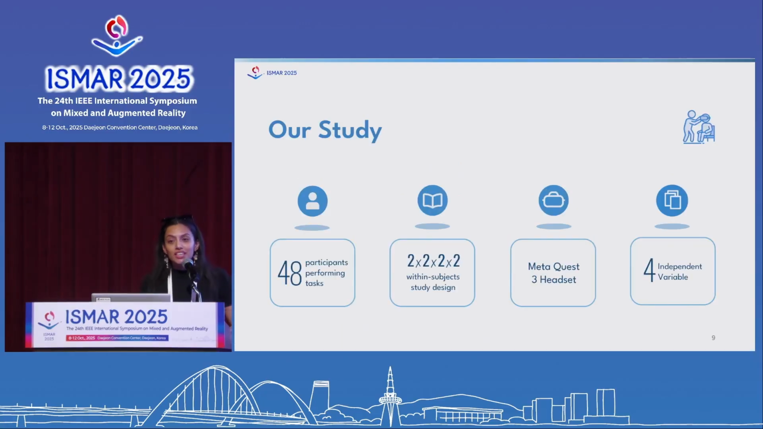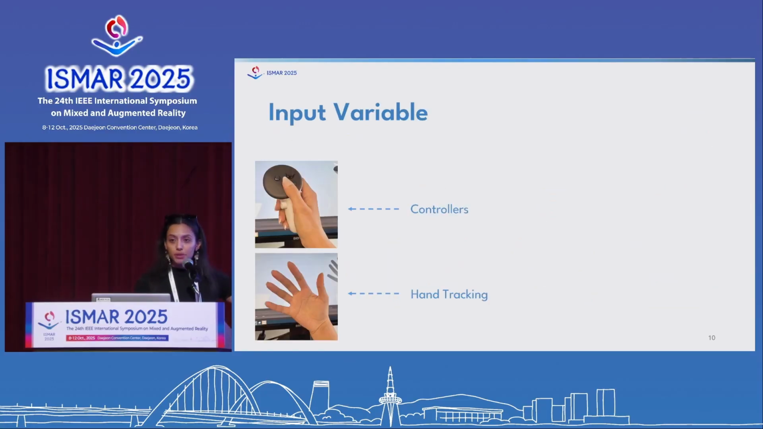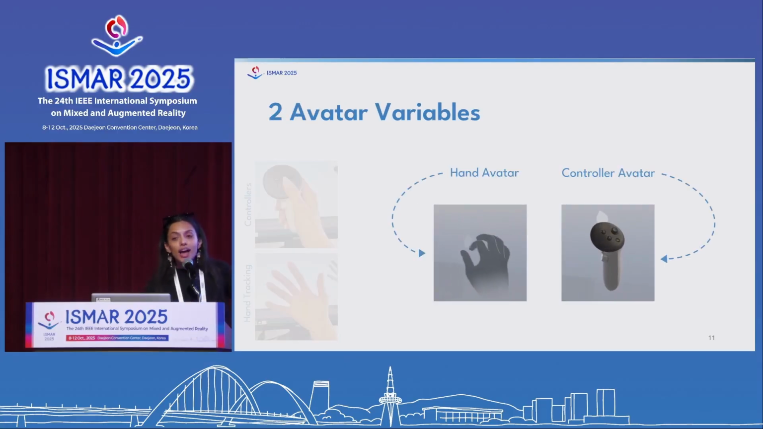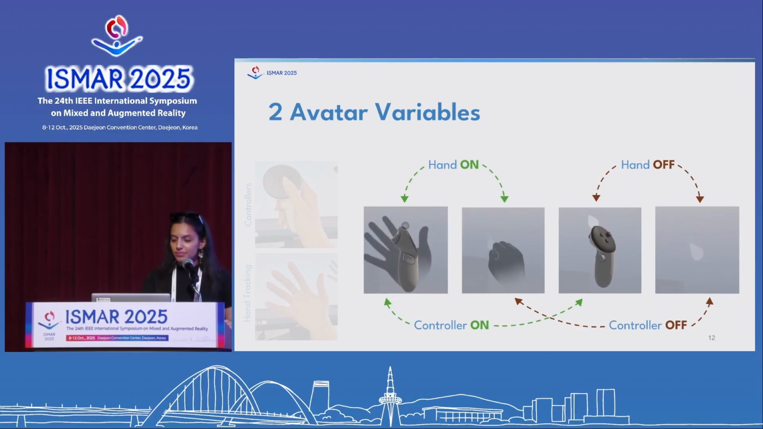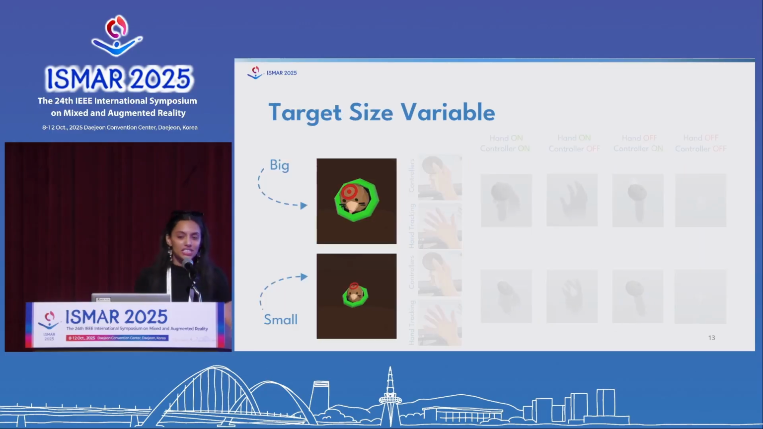So for our study, we had 48 participants perform a set of tasks in a 2x2x2x2 within-subject design study using the Meta Quest 3 headset. We had 4 main independent variables. The first one being input variable, which was controllers and hand tracking. The 2 avatar variables were hand avatars and controller avatars, both their states either being on or off. Then we had target size variable, where the targets were either big or small.